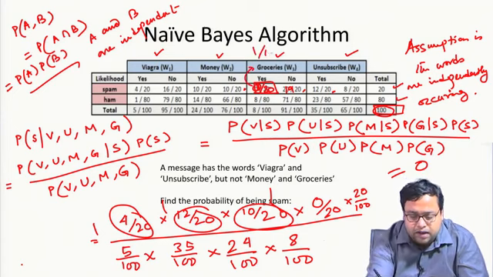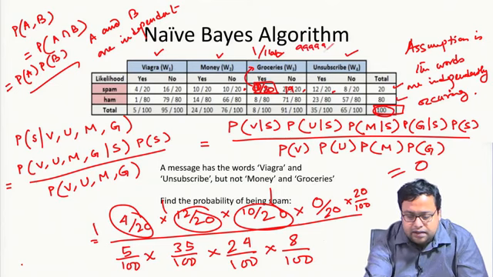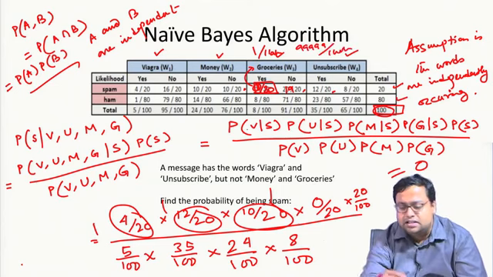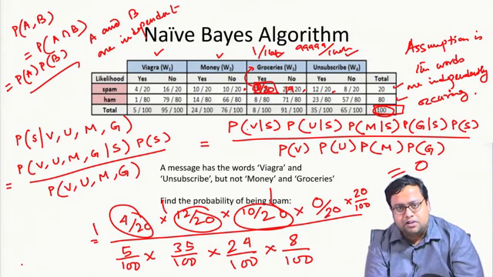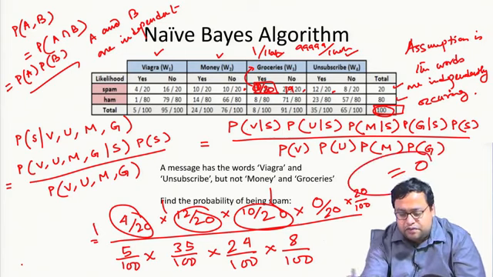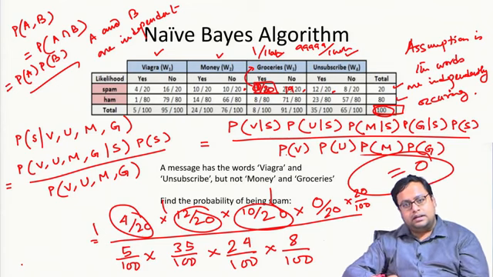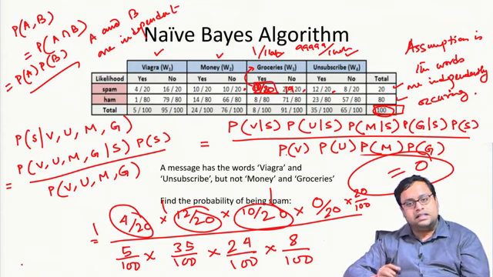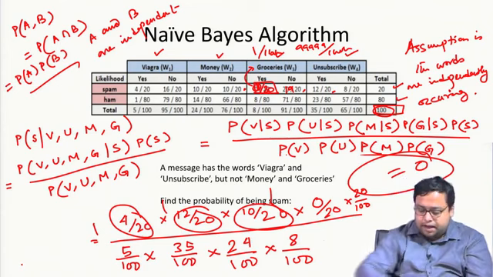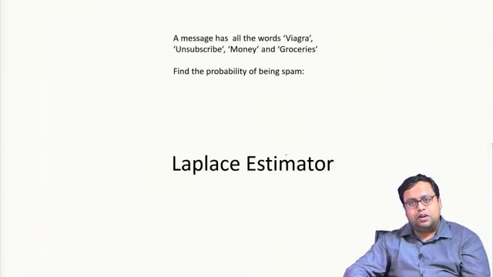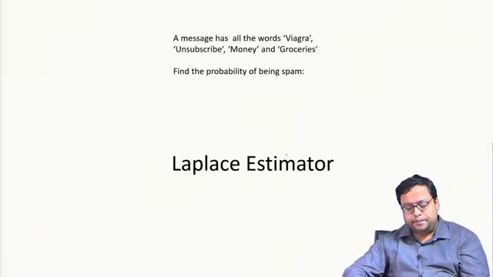I just write 1 by 1 lakh and here 99999 by 1 lakh. Will that change the whole picture? Not a lot, it will not change, but it will save me from this 0 thing. So, that is what we try to do. We call it Laplace estimator and we put a very small value for this.